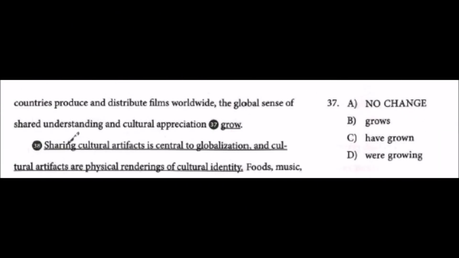In this example, I have the choices grow, grows, have grown, were growing. There is something in common between A, C, and D, which is that all of them are plural while B is singular. If we read this sentence, we find that they say the global sense of shared understanding and cultural appreciation. Now, of course, we talked about the idea of the of clause. We just look before the of rather than after it. Of course, we have some other exceptions, but we look before it, and before it we have the global sense. Of course, the global sense is singular, so it takes B, not A, not C, and not D.